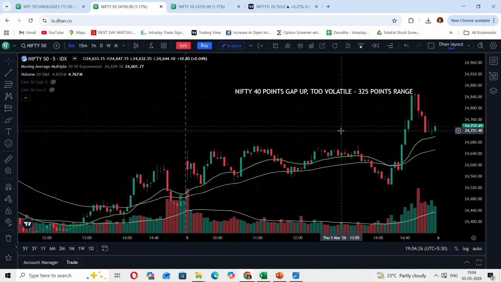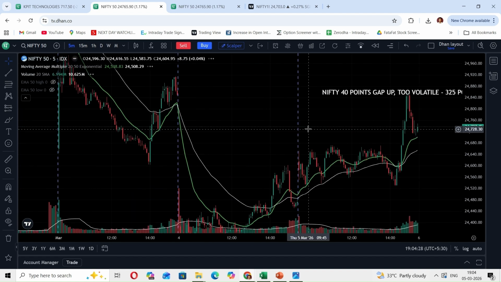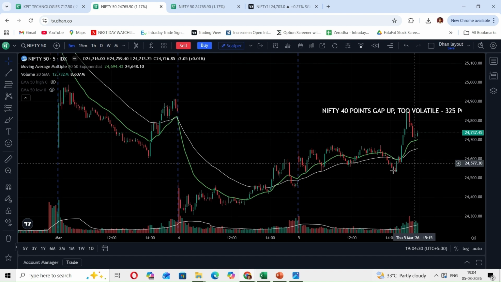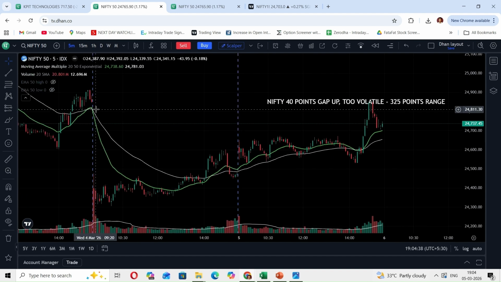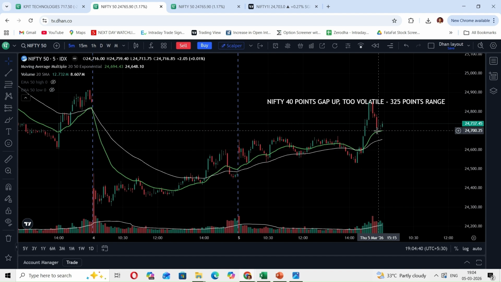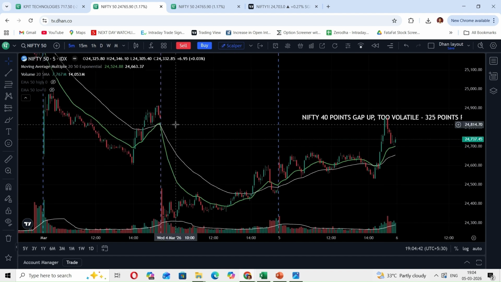So see here, this is a Nifty 5-minute chart. As we have discussed yesterday also, Nifty's 20 EMA structure's higher low is this particular point, right? So it has not yet broken. So the trend has not changed to a bullish trend.